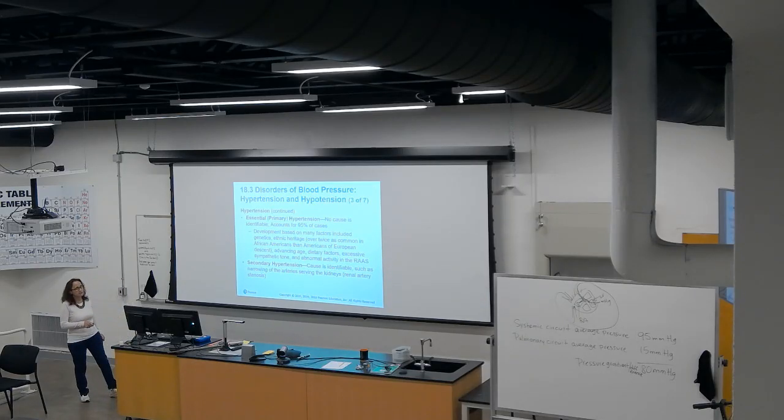Essential, or primary, accounts for 95% of the cases, the one where we don't know the cause. And only 5% is secondary. It can be narrowing of the renal arteries, which is called stenosis. It can be perhaps a tumor that secretes epinephrine, or it can be related to drugs as well. If someone takes methamphetamines, cocaine, drugs that increase the blood pressure, the person will have high blood pressure.